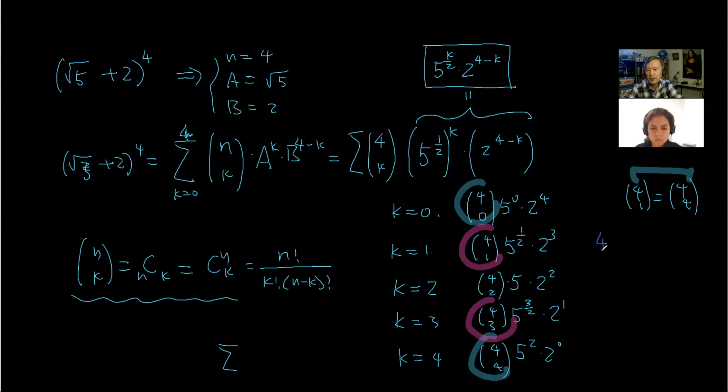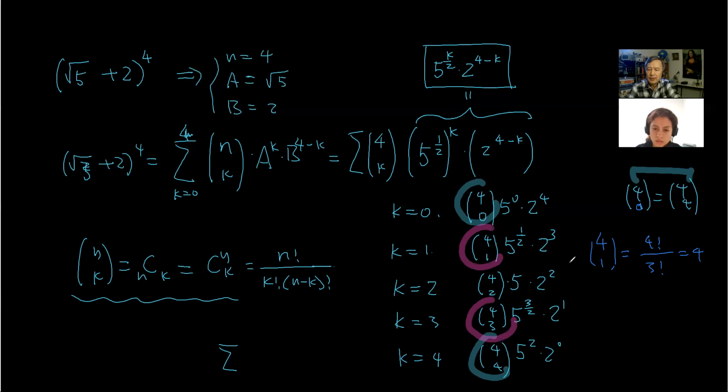How about the 4 over 1? How to calculate that one? Isn't it 4 factorial over 0 factorial? 4 factorial over 3 factorial, 1 factorial. Oh, you just take this. It's just 4, yes.